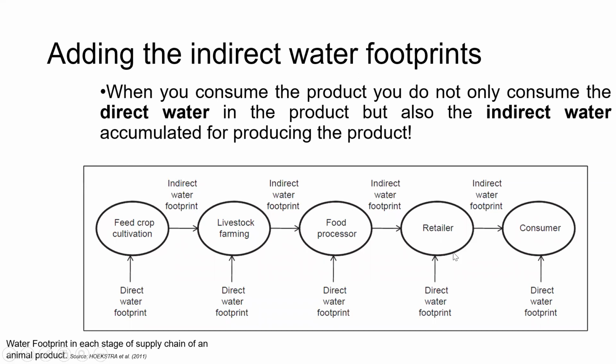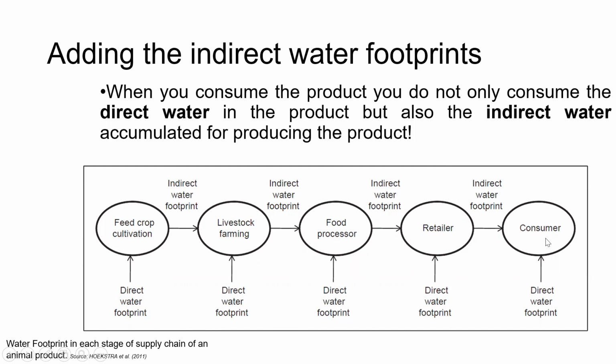Then this is going to retailers. Retailers are using water for cleaning or something. They use a very small amount of direct water, but the indirect water will be this plus this plus this. These three water footprints are the indirect footprint for the retailer.